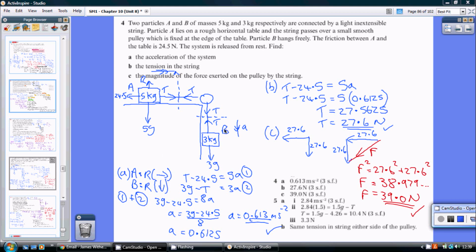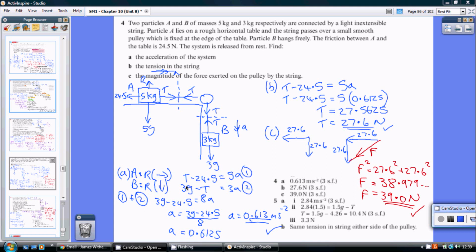Now moving on to B, we're again going to resolve in the direction of motion, which is downwards. The two forces involved are the weight, which is 3g, and the tension. The 3g wins because we're moving downwards, so 3g must be bigger than T. So 3g take away T equals 3a. So we've got our two equations here.